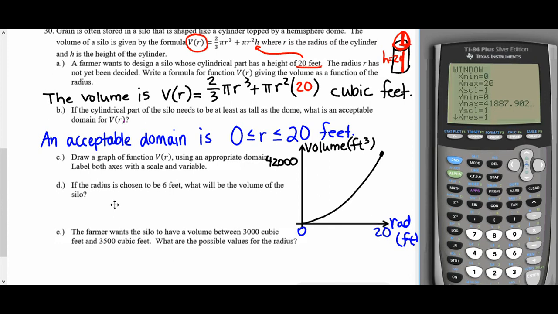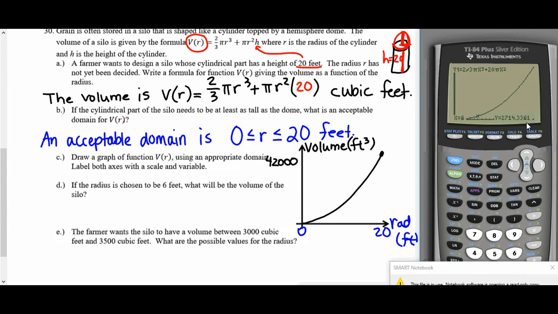All right, part D says, if the radius is chosen to be 6 feet, what will be the volume of the silo? So let me go back to my graph. And again, if I put in trace, I can type in any number I want to for x. So that's the easiest way to do this. Just type x equals 6, and you can see my volume is 2,714.336, and I'm going to want to write that down as cubic feet.